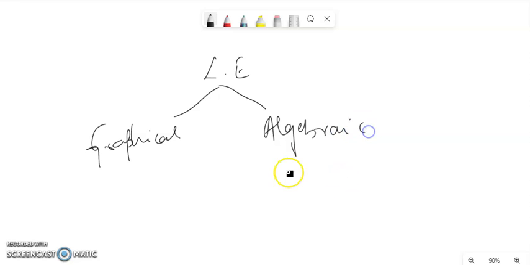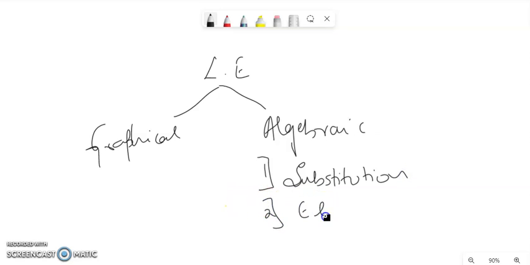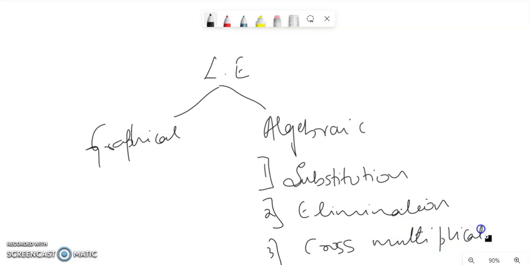In the algebraic method again I will be having three methods. One is called the substitution method. The second is elimination and the third is cross multiplication. These are the three methods under algebra. You can use any method for the given problem until and unless specified. If the question itself specifies, solve the following pair of linear equations in two variables by the elimination method, then definitely you will have to do that.